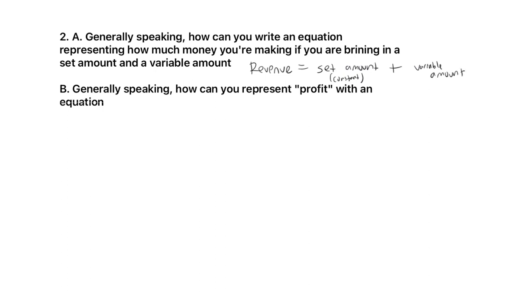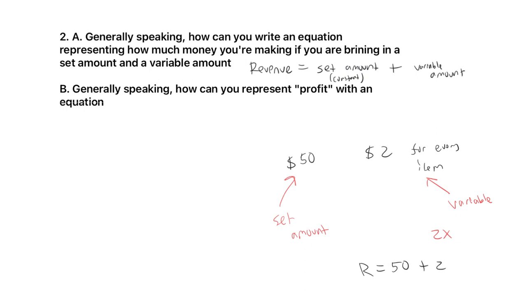Now, that might seem really abstract, and you might be wondering what I'm talking about. But let's say you make $50 in tips, and you make $2 for every item that you sell. Well, the $50 doesn't change. That's the set amount. Whatever amount doesn't change, we could call the set amount. And this is the variable amount because the money you're making depends on how many items you sell. So we could call that 2x. So the revenue in that case would be equal to 50 plus 2x.